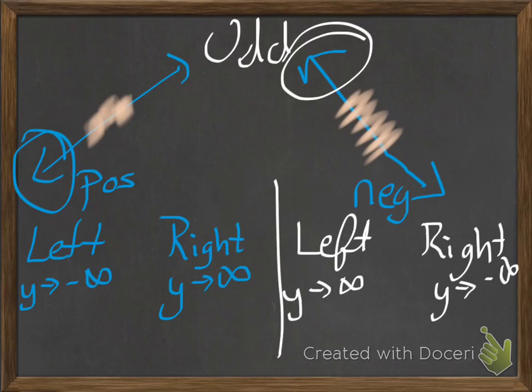So if our leading coefficient is positive and the degree is odd, the ends are going to go in opposite directions, but our left side is going to be negative infinity and the right side is going to be positive infinity.